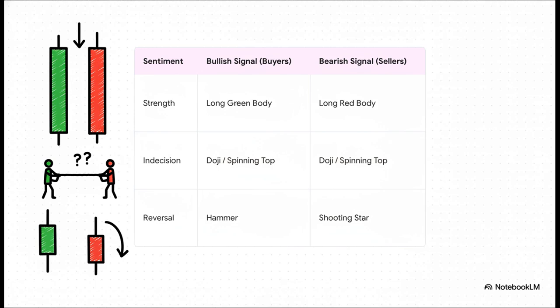So here's a quick look at some of the basic vocabulary. A long, solid body, green or red, shows real strength and conviction from one side. But see those ones with the tiny little bodies, the doji or spinning top? That's total indecision. It's a stalemate. And then you get these really interesting ones, like the hammer or the shooting star. These can be powerful clues that the whole trend might be about to flip.